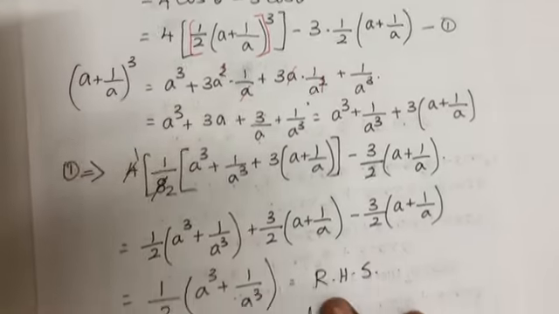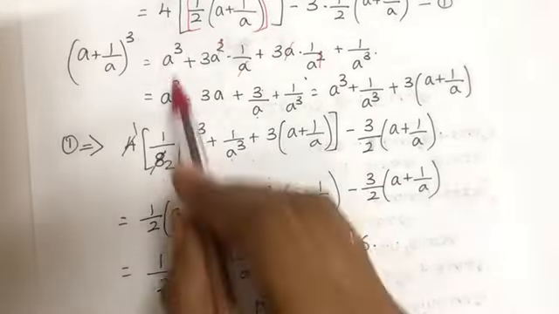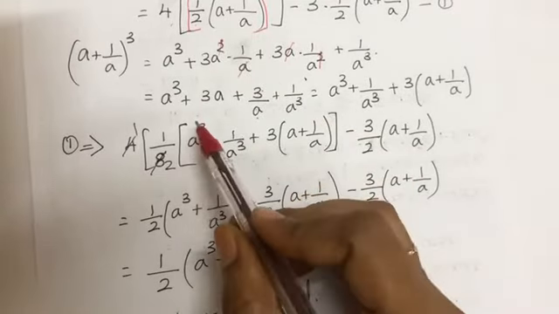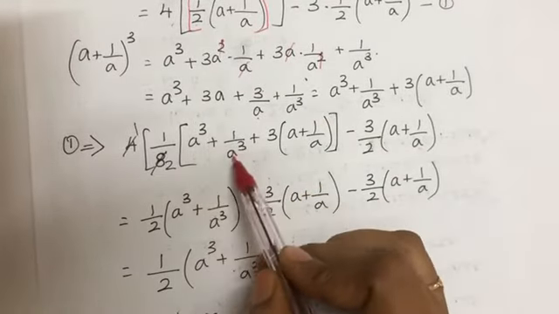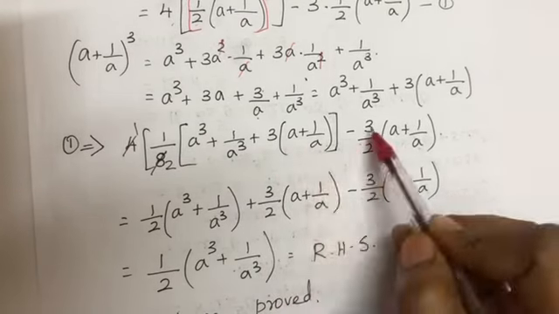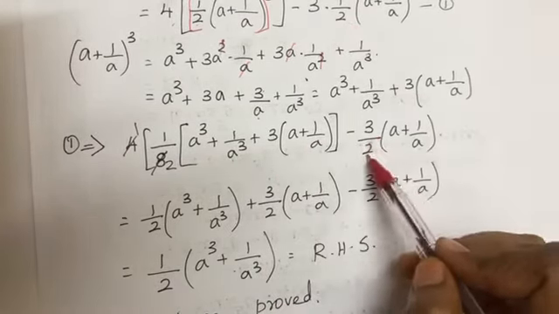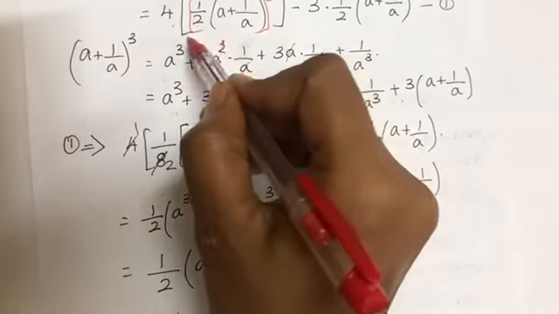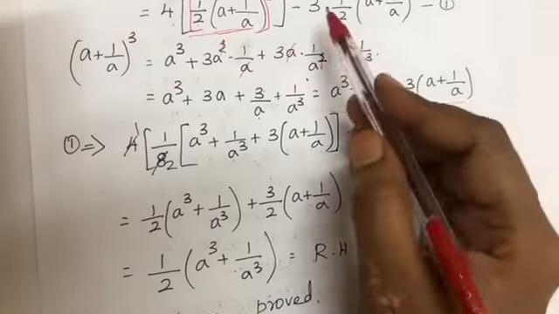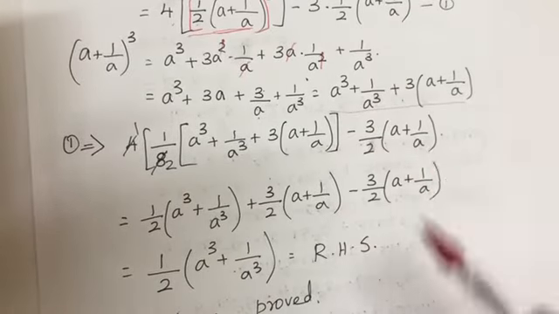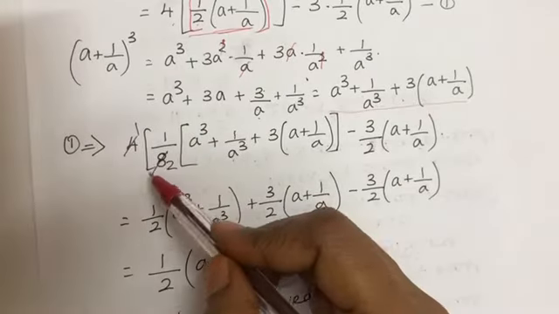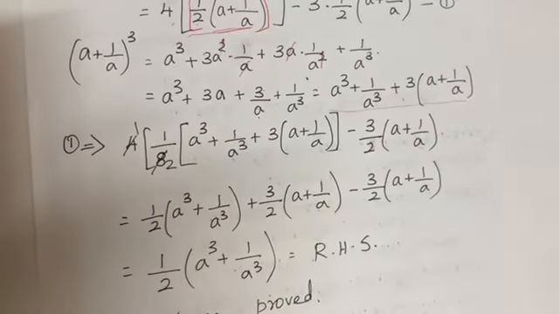So, 1 implies 4 into 1 by 2 the whole cube. So, it is 1 by 8 into A cube plus 1 by A cube plus 3 into A plus 1 by A, minus 3 by 2 into A plus 1 by A. Instead of this, I have substituted this. Okay. So, minus 3 by 2 into A plus 1 by A. Now, 4 and 8 you can simplify. 1 4 is 4 and 2 4s are 8.